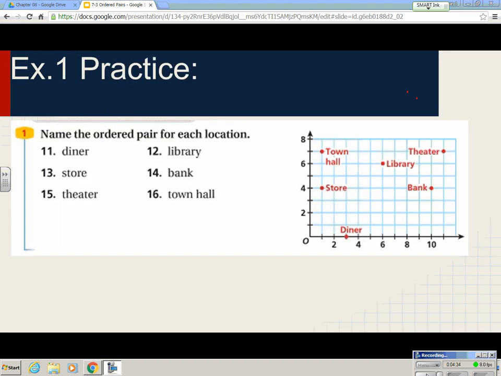What I want you to do now is look at these 6 locations, 11 through 16. You can see they're all on the grid here. All you got to do is write down the ordered pair for me. You don't have to copy the grid down in your notebook. Just write down the ordered pair next to diner, library, store, bank, theater, and town hall. When you're done, come on back.